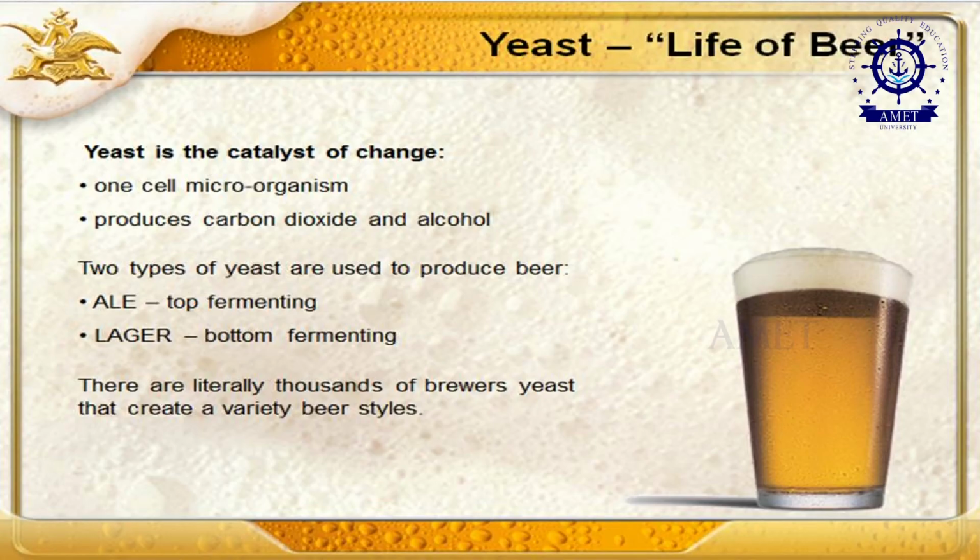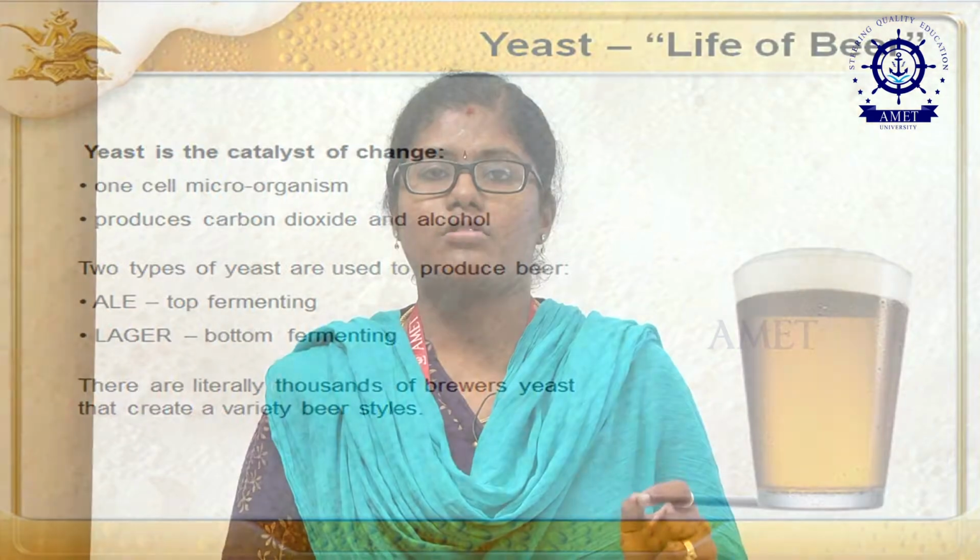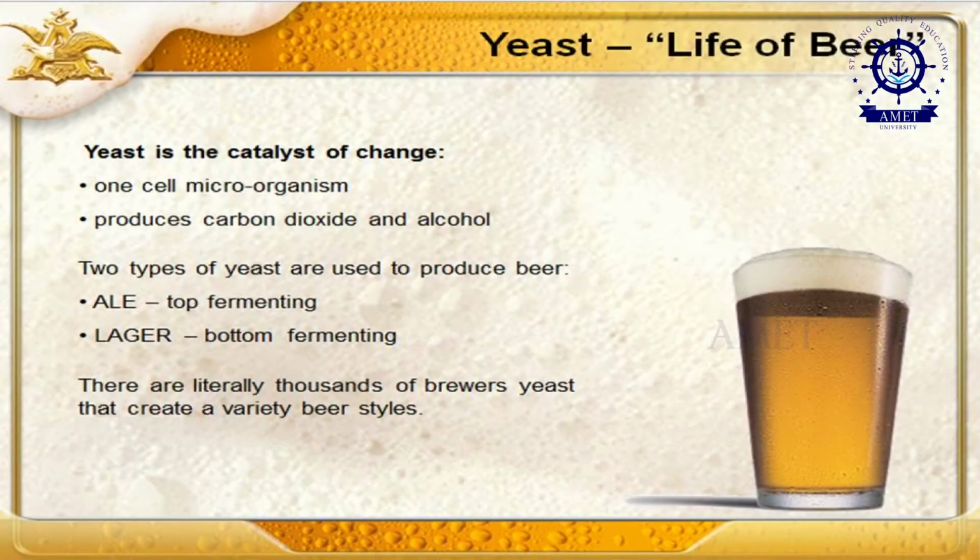The next slide is on the yeast. Yeast is the only unicellular microorganism which gives life to the beer. When it eats the sugar which is present in the beer, it gets converted to carbon dioxide and alcohol. There are 2 types of yeast used in beer. One is ale and one is lager. Ale beers use top fermenting yeast, whereas lager beers use bottom fermenting yeast.